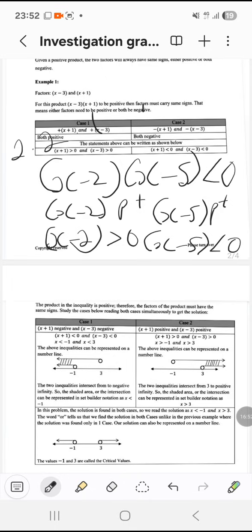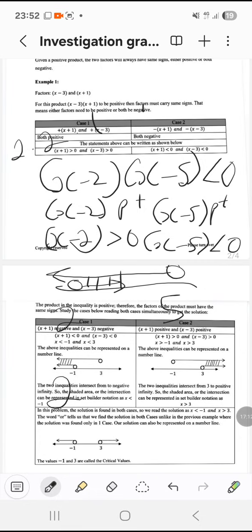Now our number line will be 5 here, 2 there. This one is facing that side, and then 2 is facing that side. So there's an intersection. So the solution at the end of the day is 2, like that, and 5. Why? Because there's an intersection.